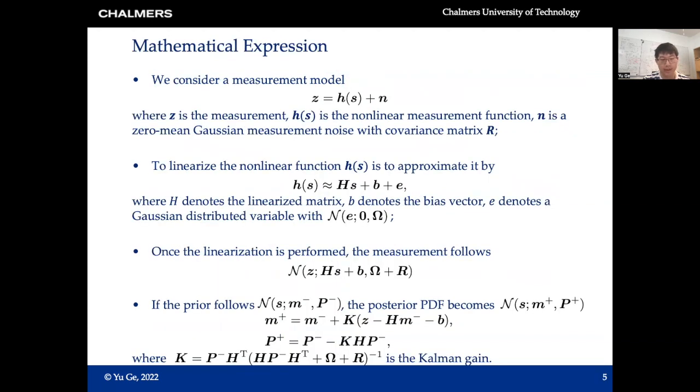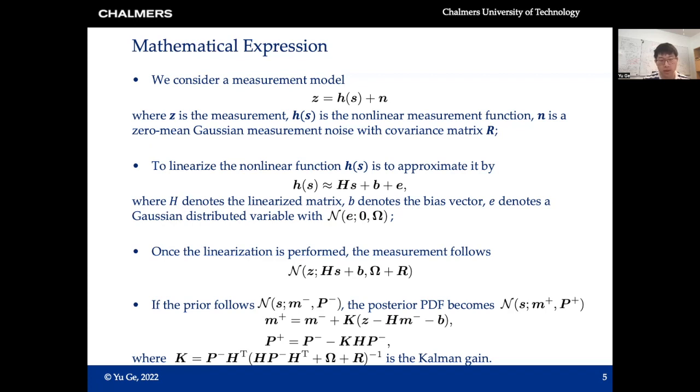Then I will explain the linearization of the measurement model in a more mathematical way. For example, we consider a measurement model z = h(x) + n. This z is the measurement, and this h(x) is a nonlinear measurement function, and n is zero-mean Gaussian measurement noise with covariance matrix R.